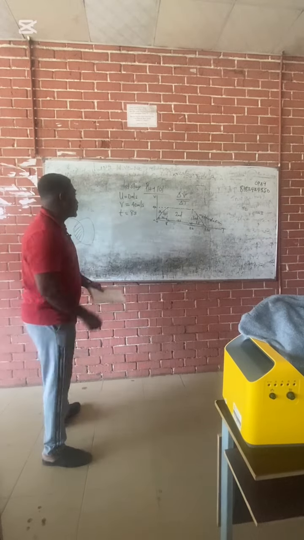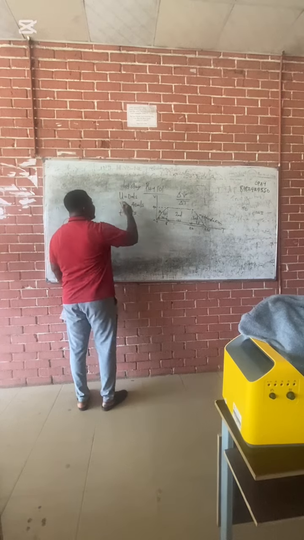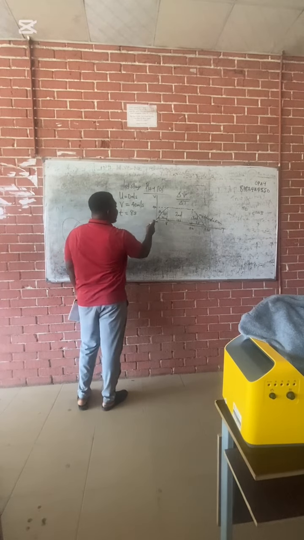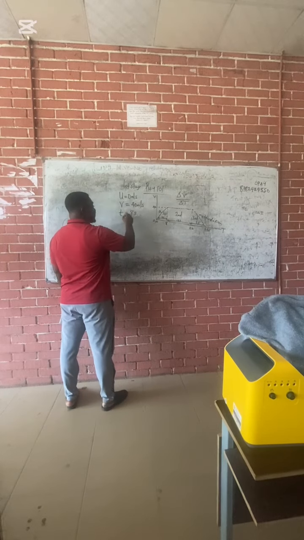Class, the first part is what happened in the acceleration part. In the first part of motion, the body started from rest, then accelerates until it gets to a velocity of 40, right? So final velocity is 40 in 8 seconds.